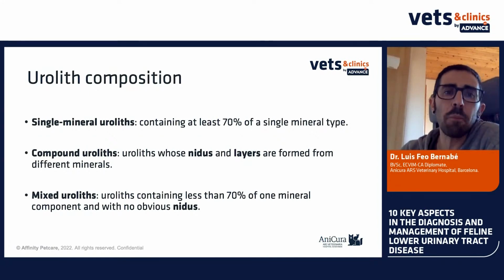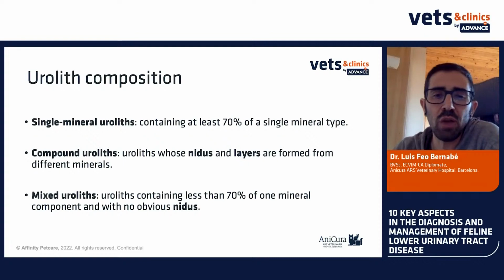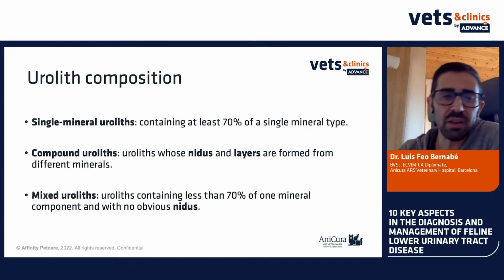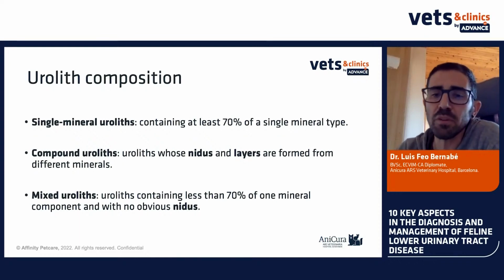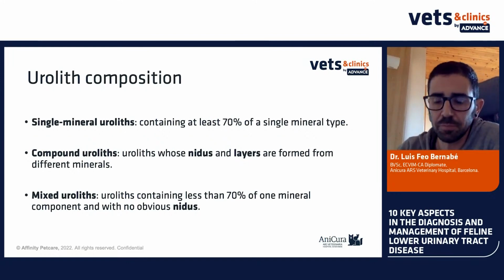The second type is the compound uroliths, and these are uroliths whose nidus and layer are formed from different mineral types. So, for example, you have a nidus of struvite and a layer of calcium oxalate. And we will talk in the next slide about what you need to do in these cases. The third type is the mixed uroliths, a urolith that contains less than 30% of one mineral compound with no obvious nidus.